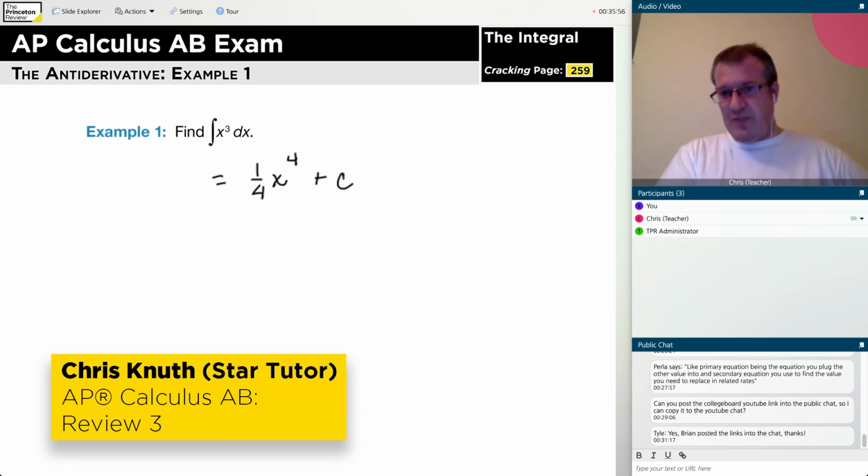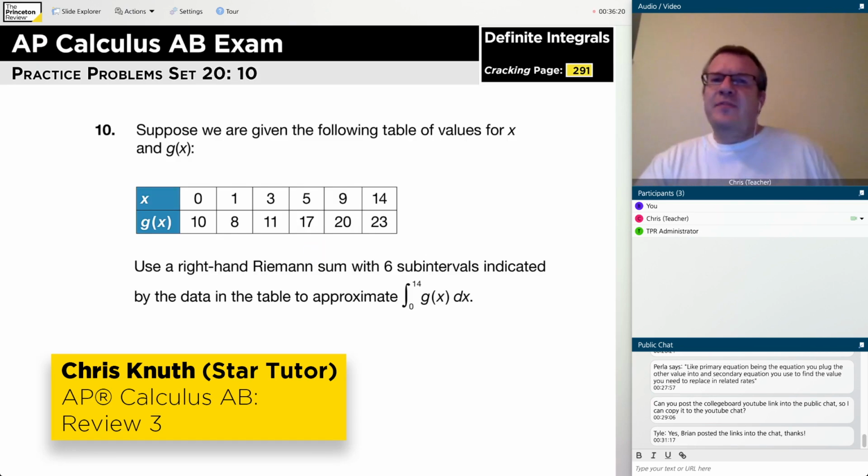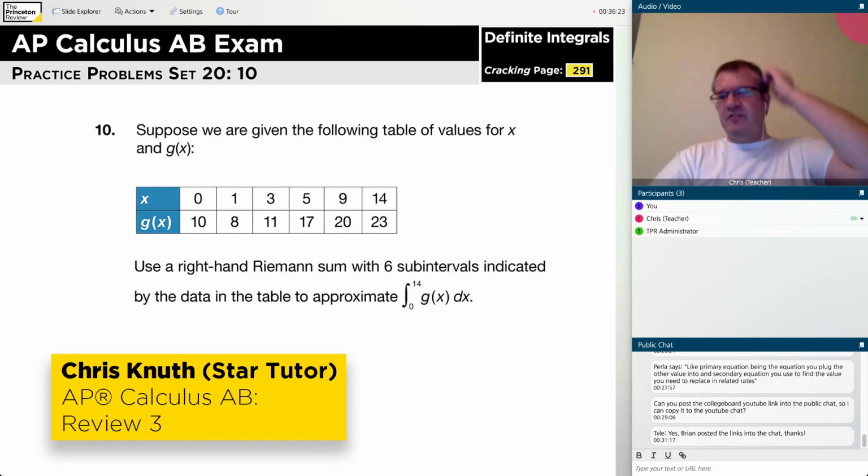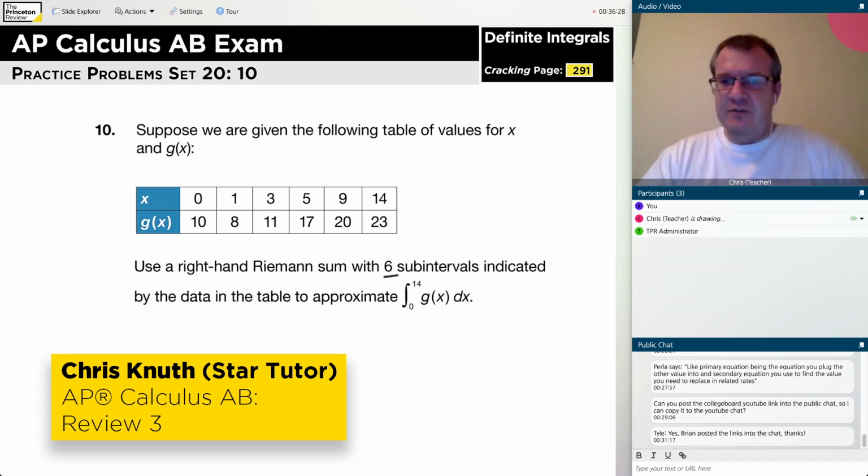And so with the whole adding of the rectangles underneath, we do have to know how to apply the number of rectangles to it. It's always going to be part of the issue with definite integrals. We definitely have to make sure that we're carefully labeling everything as we figure it out. For example, this is something where we have to use the table of values to deal with the 6 subintervals indicated by the data in the table to approximate that.